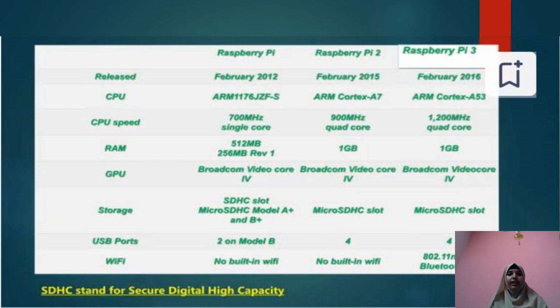Now the storage is the micro SDHC for model A plus and B plus. Micro SDHC slot for both Raspberry Pi 2 and Raspberry Pi 3. USB ports are 2 on model B, 4 and 4, and there is no built-in Wi-Fi for Raspberry Pi 1 and Raspberry Pi 2, but Wi-Fi with Bluetooth is present in Raspberry Pi 3. Here SDHC stands for Secure Digital High Capacity.